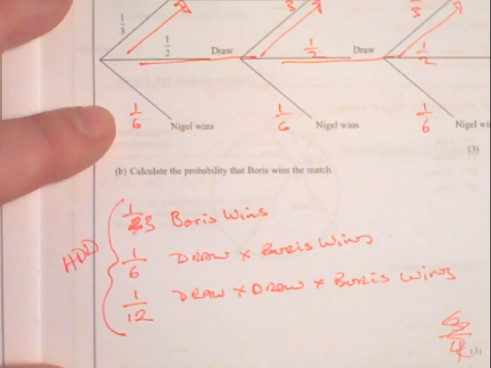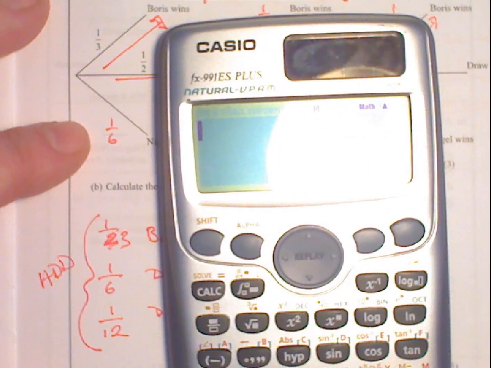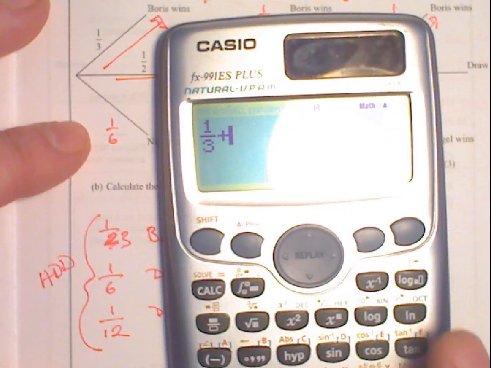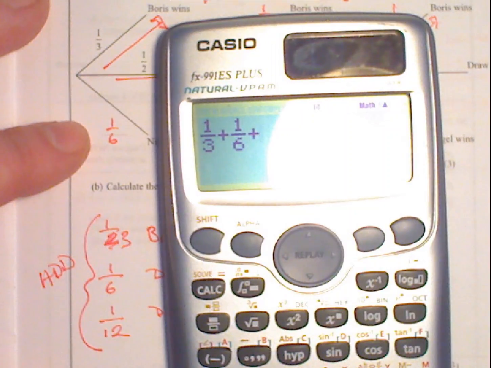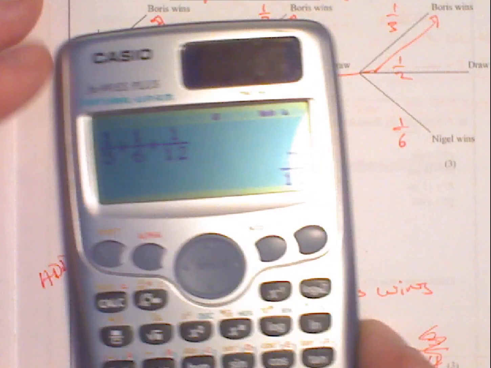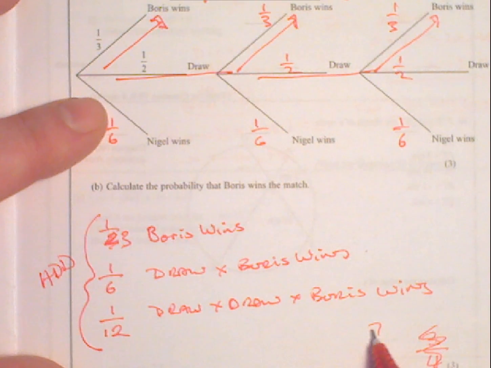So if I put those things into my calculator, just quickly do that. A third plus a sixth plus a twelfth. It's 7 over 12. You can see that there. So my answer is 7 over 12. Okay. Next question.